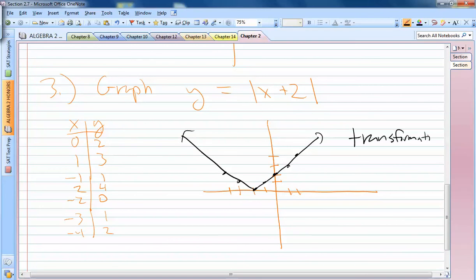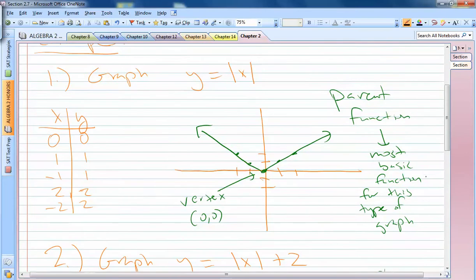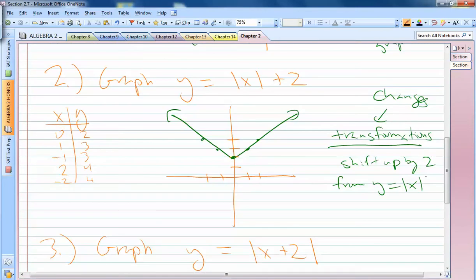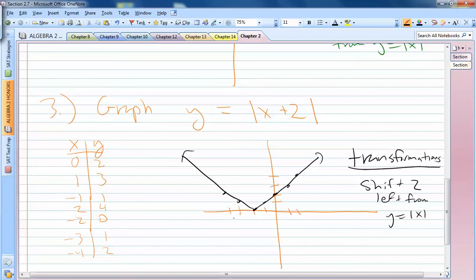Transformations. It's going to shift to the left from y equals absolute value of x. So if we look from before, the vertex is at 0, 0. Here our vertex is at 0, 2. And now our vertex is at negative 2, 0.